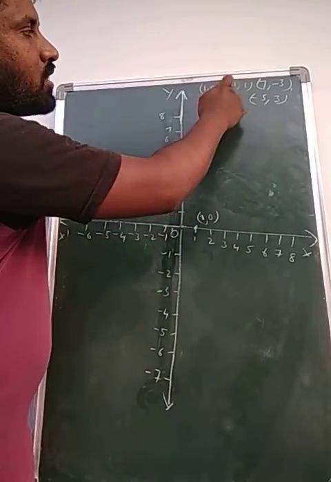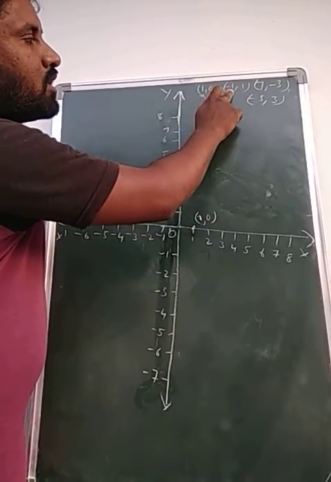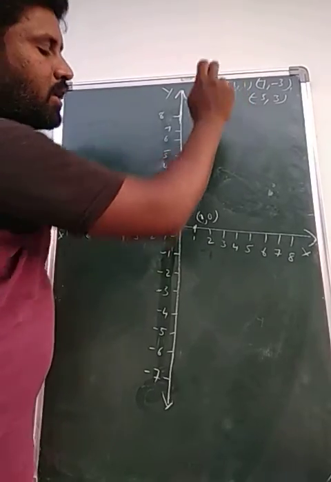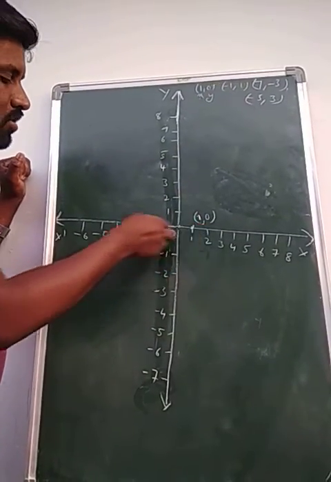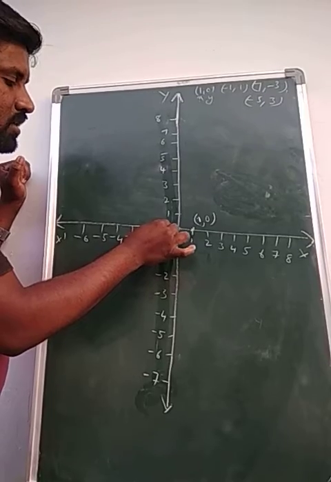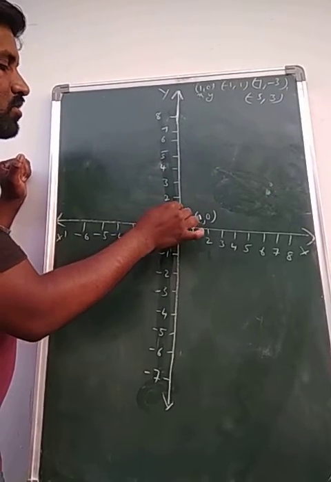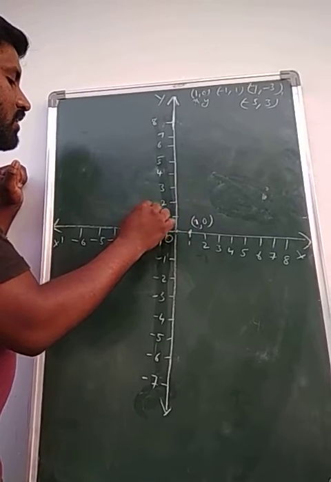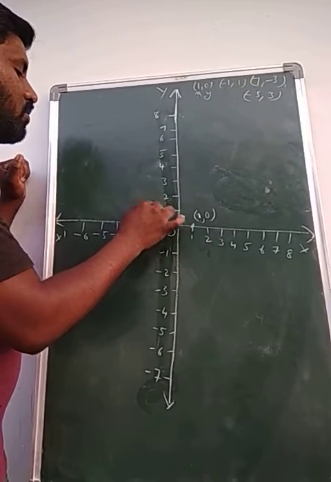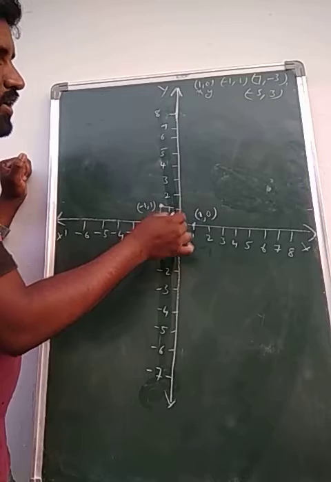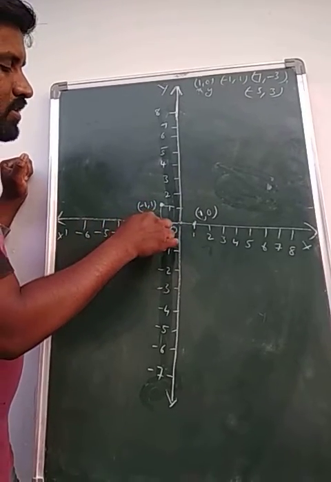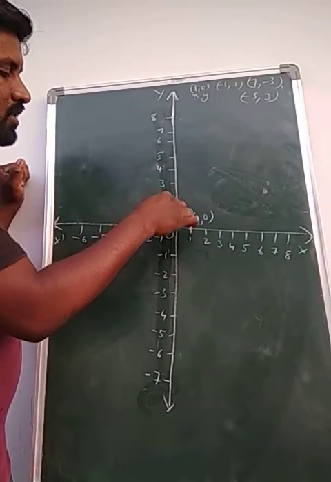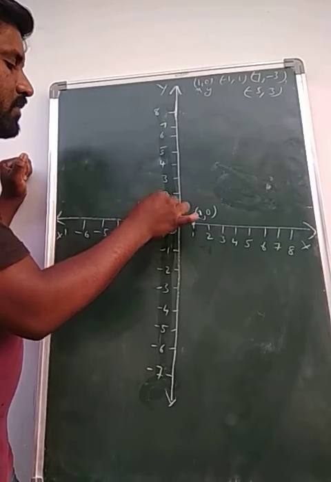Next, the second one: x coordinate is -1, y coordinate is +1. So here we can take (-1, +1). This is the point: x coordinate -1, y coordinate +1. OK, next.